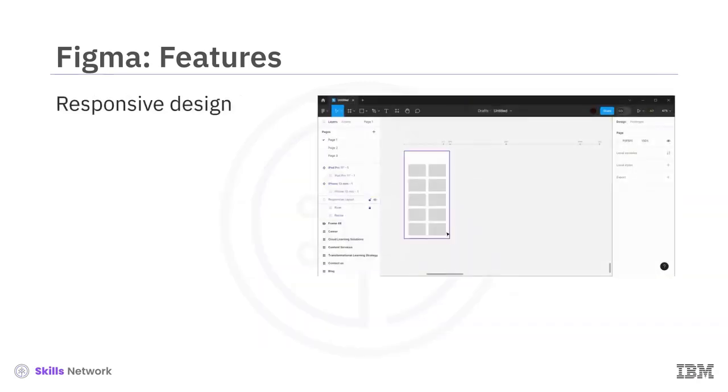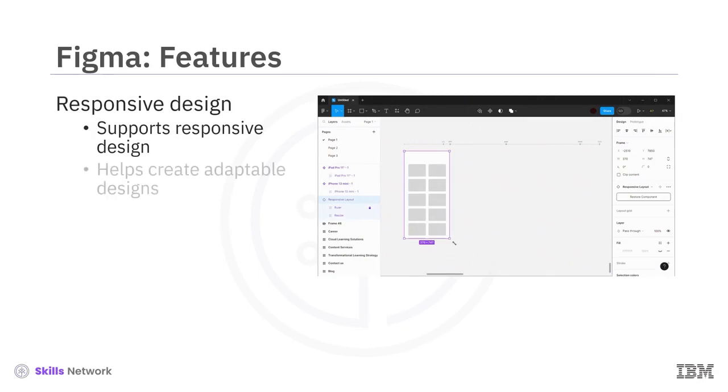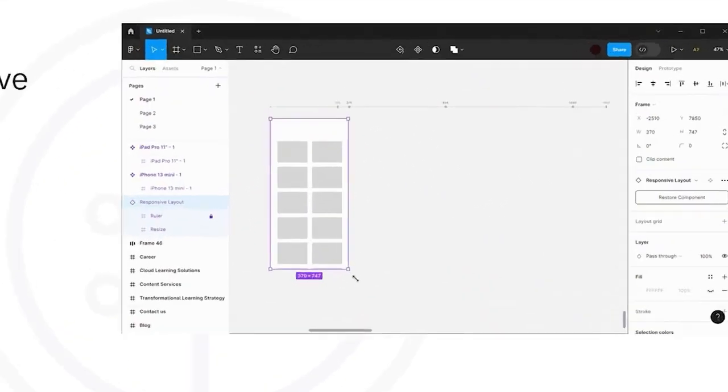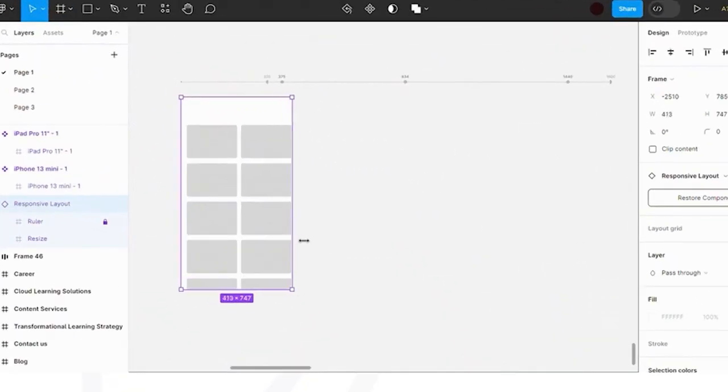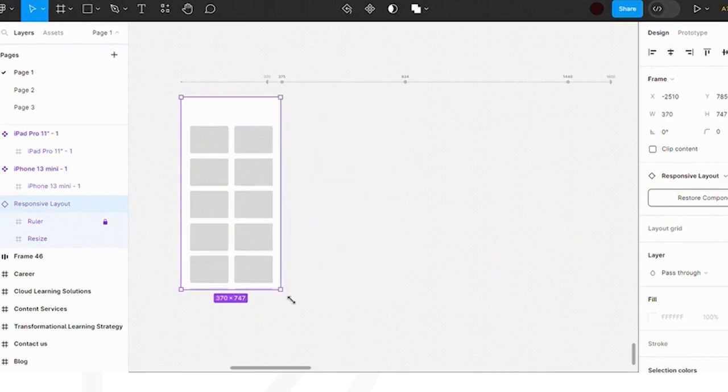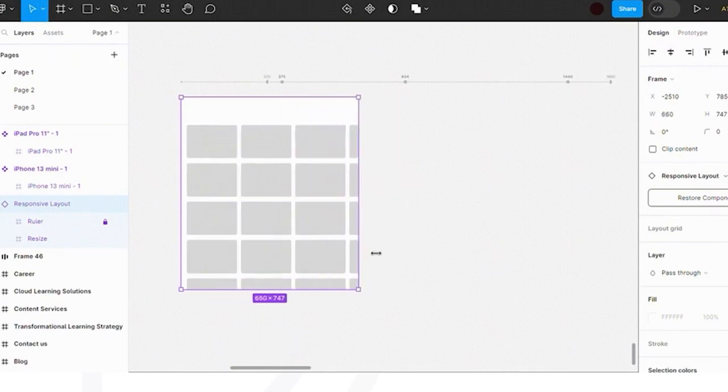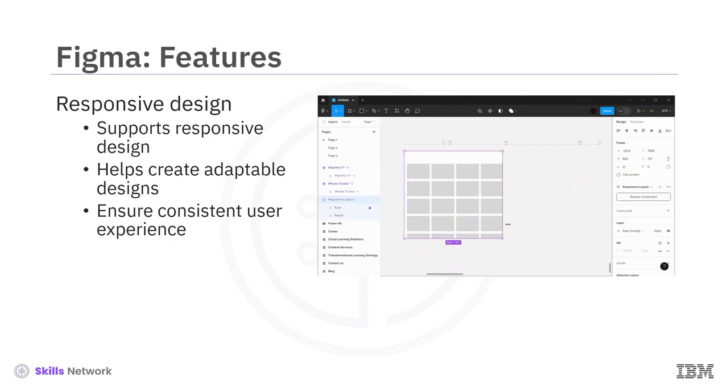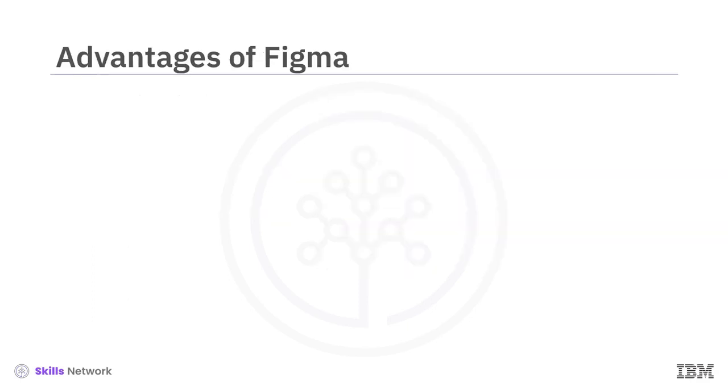Finally, Figma supports responsive design, allowing designers to create designs that adapt to different screen sizes and orientations. Designers can set responsive constraints, define layout grids, and preview their designs across multiple devices, ensuring a consistent user experience across various platforms. Let's now explore some advantages of Figma.